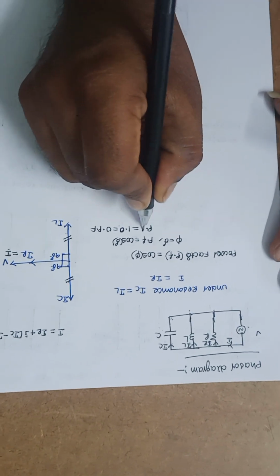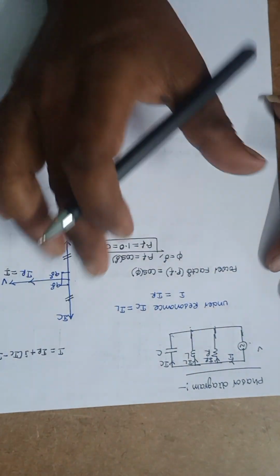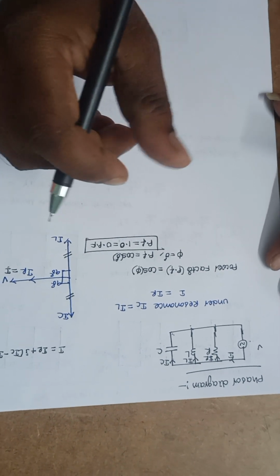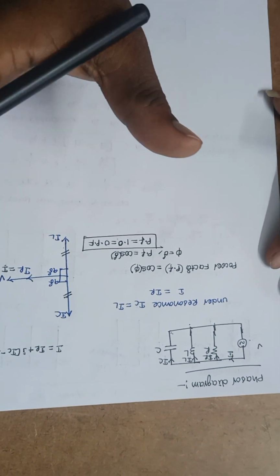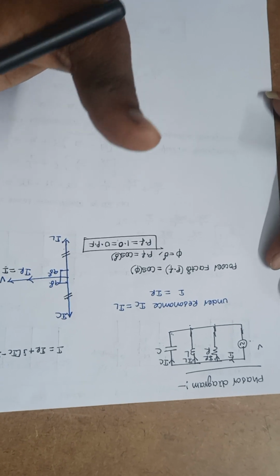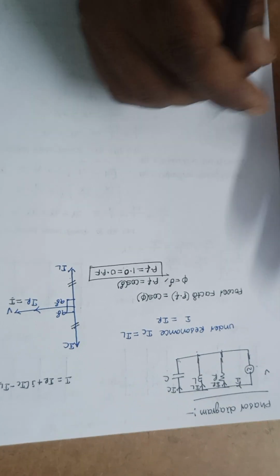So this is the power factor. Any circuit, not only this parallel circuit, not only the series circuit or a combination of series and parallel circuit, any circuit which operates under resonance, that circuit's power factor is unity. That you should keep in your mind.